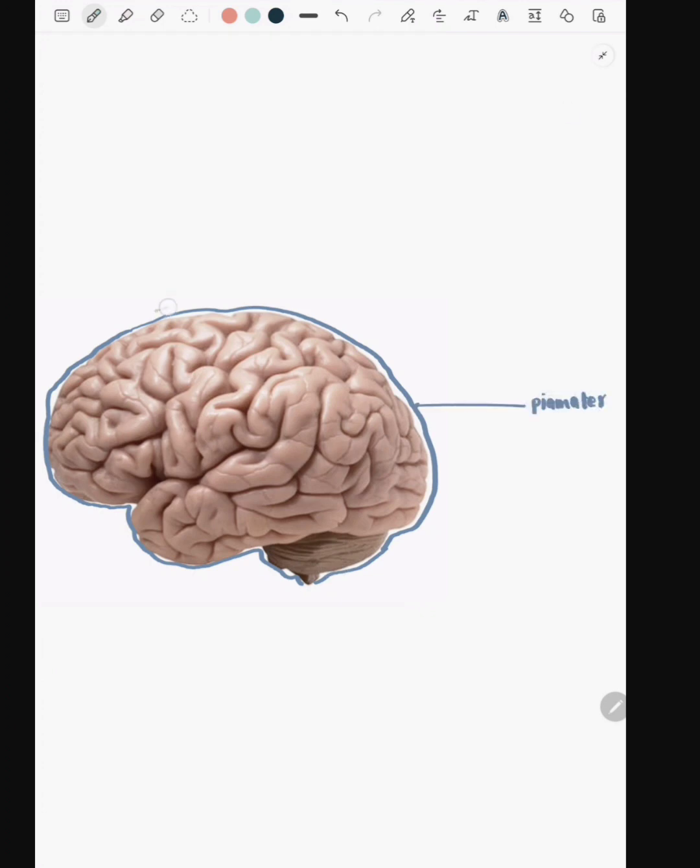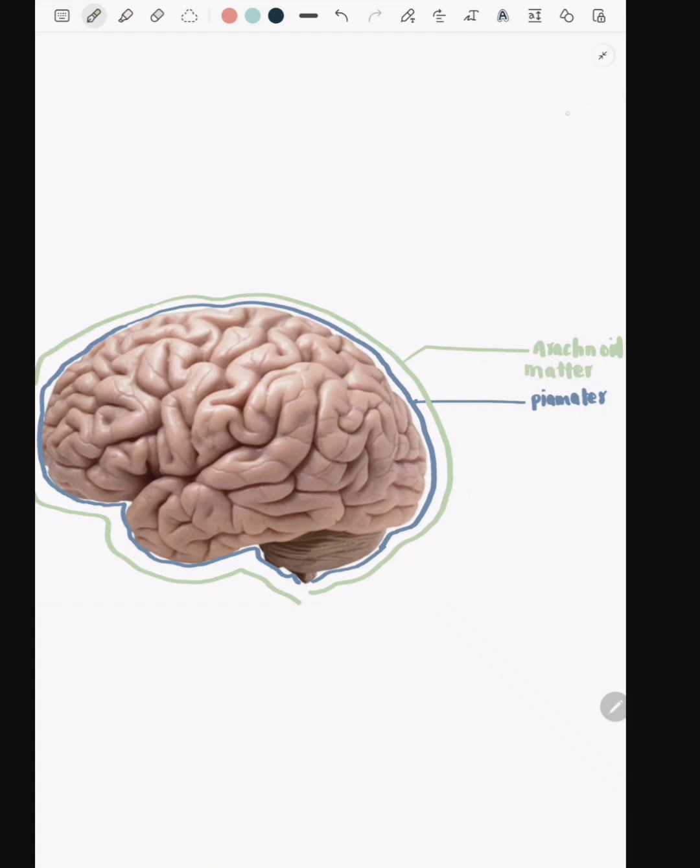The first layer is called pia mater, which is densely adhered to the brain parenchyma and it leaves no space beneath it. Second layer is the arachnoid membrane. Below it there is the subarachnoid space.